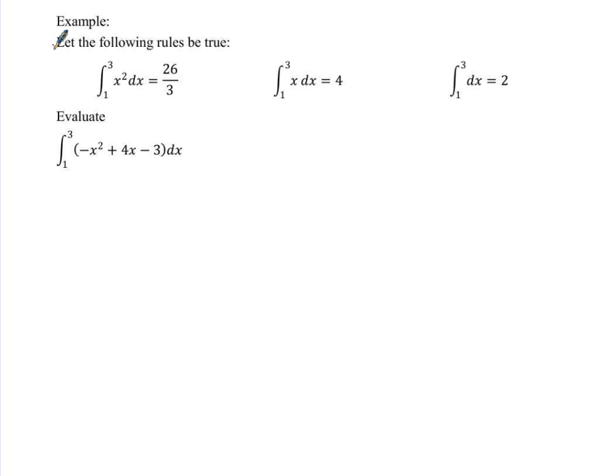So let the following rules be true. Basically, we're applying these little properties that we just learned about. I'm telling you that the integral from 1 to 3 of x squared dx is 26 thirds. I'm telling you that the integral from 1 to 3 of x dx is 4. And I'm telling you that the integral from 1 to 3 of dx is 2. So what do I really have here? Not just dx, 1. The integral from 1 to 3 of 1 dx is 2.